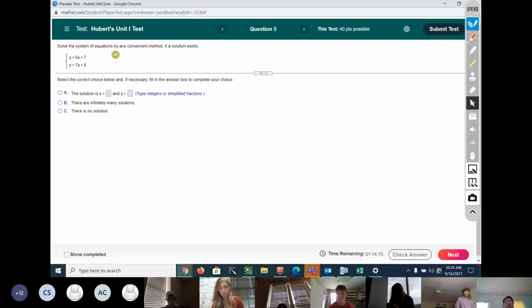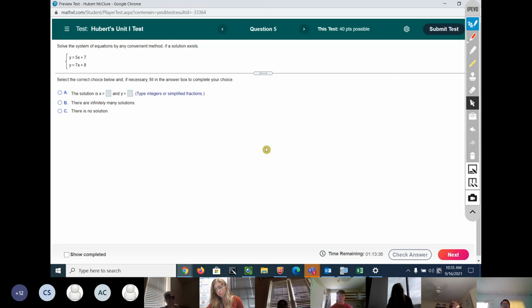All right, solve the systems of equations by convenient method. Now these both are set equal to y. So what is the best, most convenient way to solve these? Solve this one. That means that's called a cue. That means I want somebody to say something. It's called conversation and communication. Substitution or elimination? Nope. Good guess.